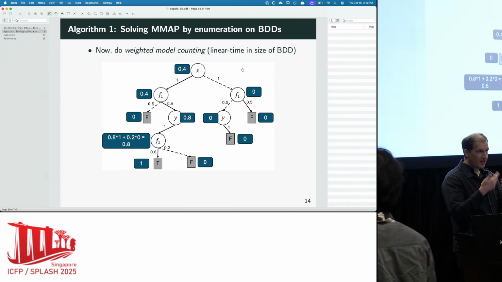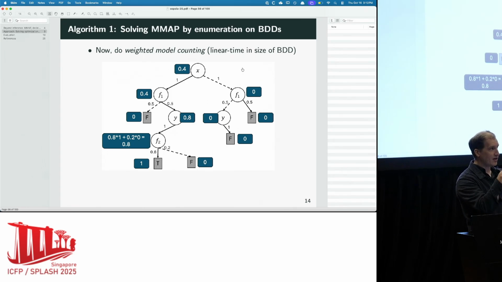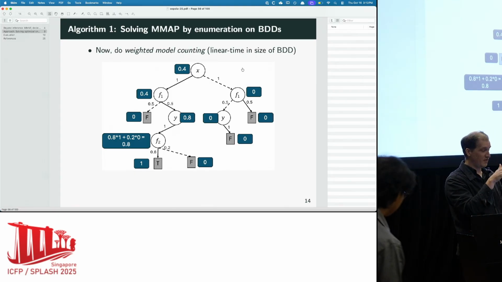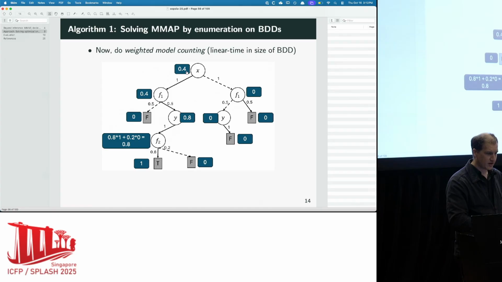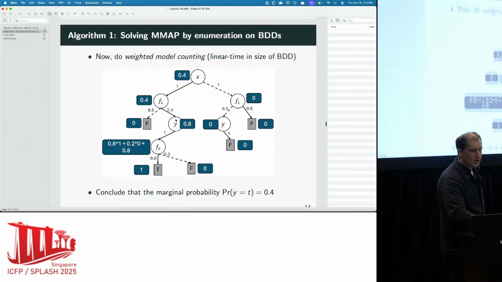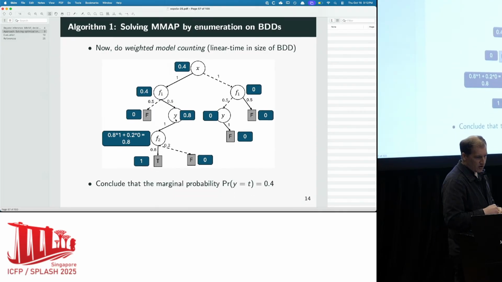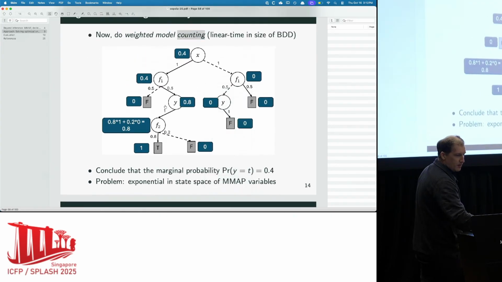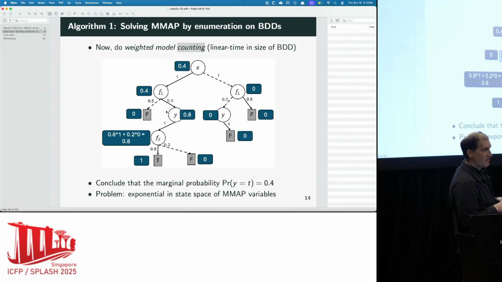Okay, and we've set this up very carefully so that this weighted model count corresponds to the probability of the joint assignment over x with y being restricted to true. So that's part of our reduction. If you want to, there's a proof in the paper for why this is correct, but hopefully this is just to get a feel for what we're doing. Then you can also get the false value and compare the two to know which one is greater, right? The problem with this, of course, is that it's exponential in the state space of the marginal map variables.